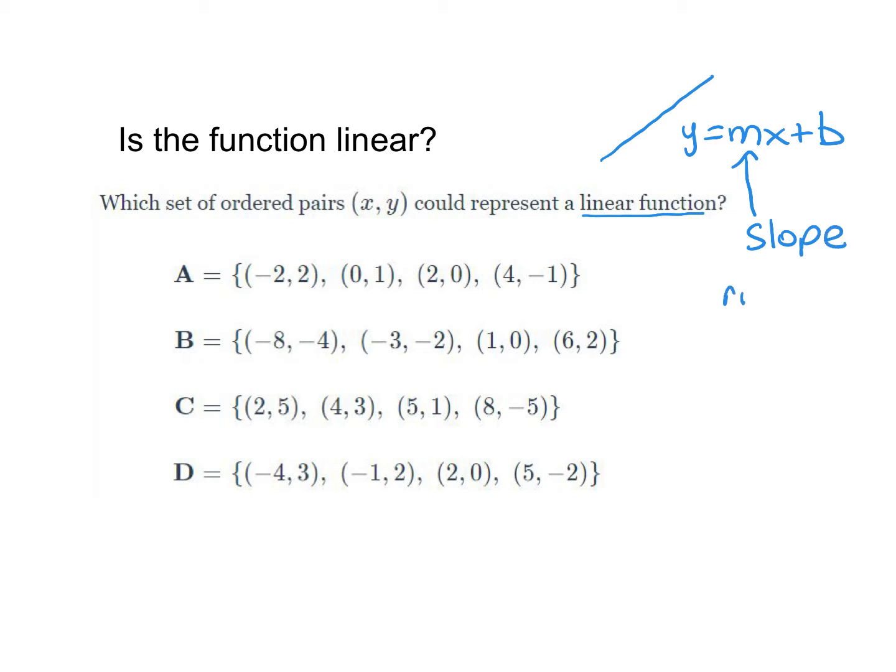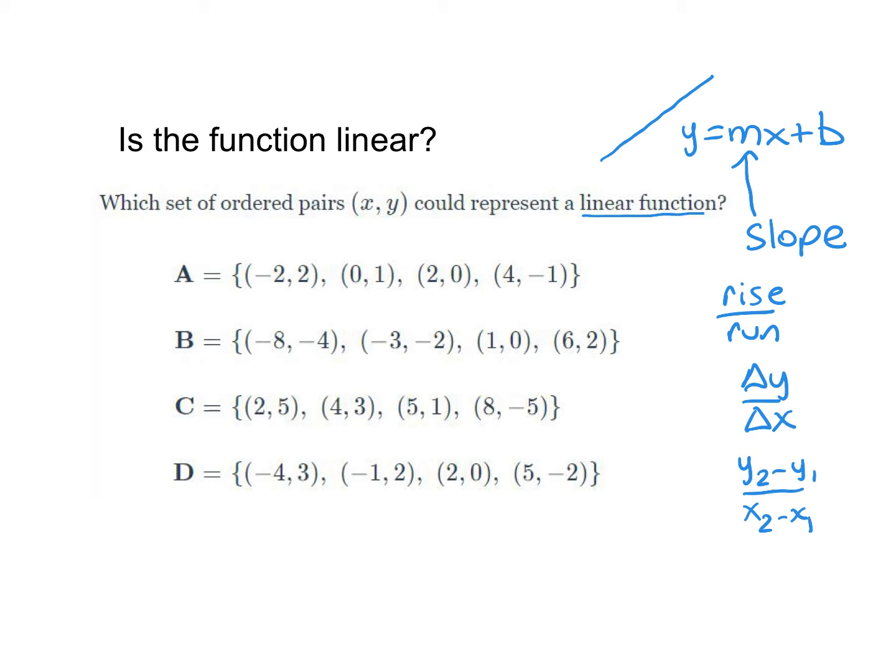When it's on the graph, rise over run. When it's listed as ordered pairs, it's your change in y over your change in x. And that's denoted with the delta sign. Another way to think about this is your y2 minus y1 over x2 minus x1, which is just another way of saying the change in x and y. So to be linear, it needs a constant rate of change.